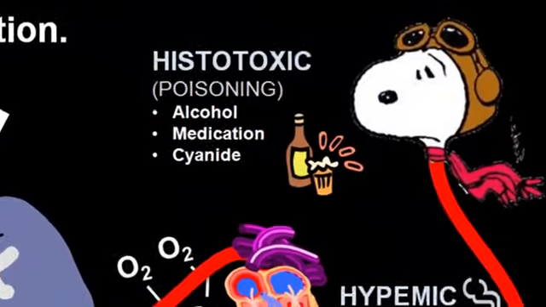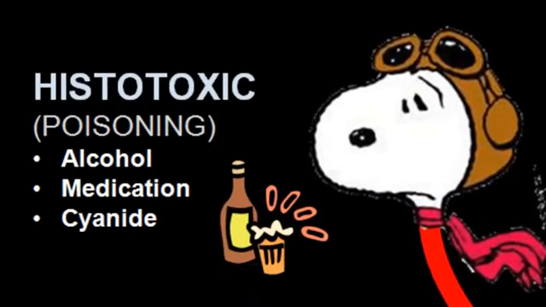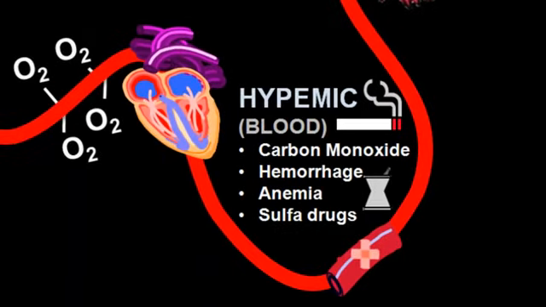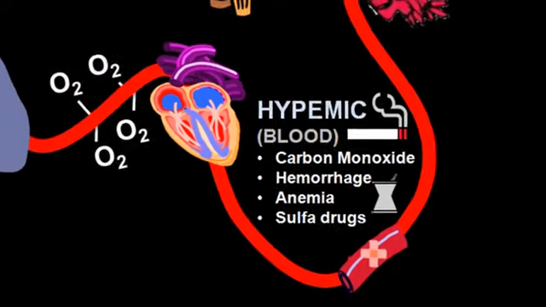The third type of hypoxia is what we call histotoxic hypoxia, and this is a result essentially of poisoning. Substances such as alcohol, medication, or cyanide can interfere with the ability of the body to use oxygen at the cellular level. The final type of hypoxia is what we call hypemic hypoxia, which is referring to the inability of the blood to carry oxygen. This can result from any state that's going to decrease the amount of hemoglobin or the effectiveness of the hemoglobin in the blood to carry the oxygen molecule. Specifically, we talk about carbon monoxide poisoning, or hemorrhage or anemia, which will of course result in a decrease in the amount of hemoglobin in the blood, and finally sulfa drugs, which can also impact the ability.